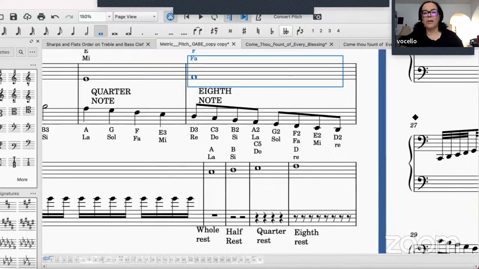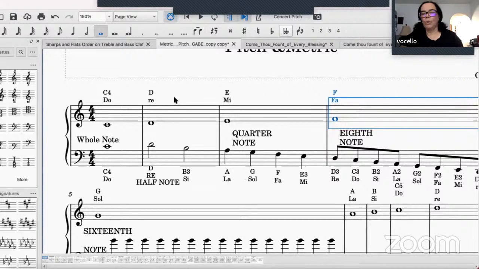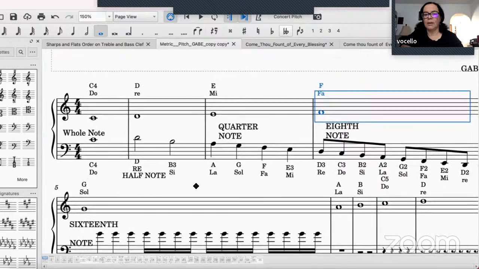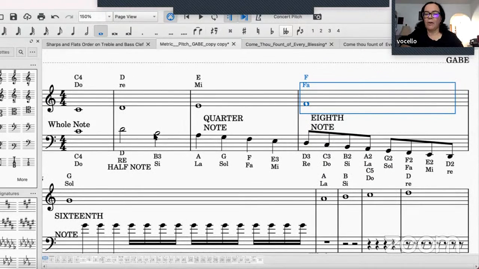Now, what do these mean? Whole note, half note, eighth note, quarter note, 16th note. The whole note is double the half note. The quarter note is half of the half note. The quarter note is 1/4 of the whole note. The eighth note is 1/8 of the whole note. The 16th note is 1/16 of the whole note. The 16th note is half of the 8th note, 1/4 of the quarter note, and 1/8 of the half note.